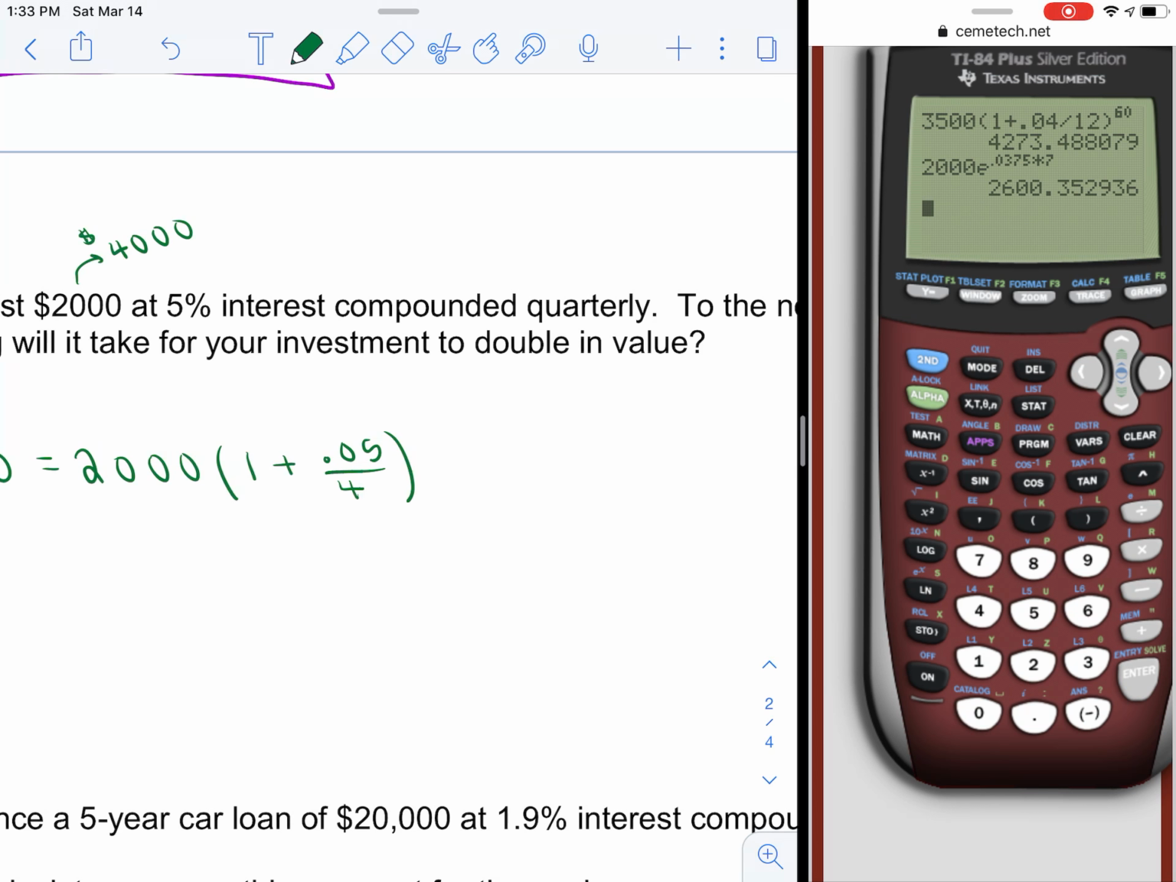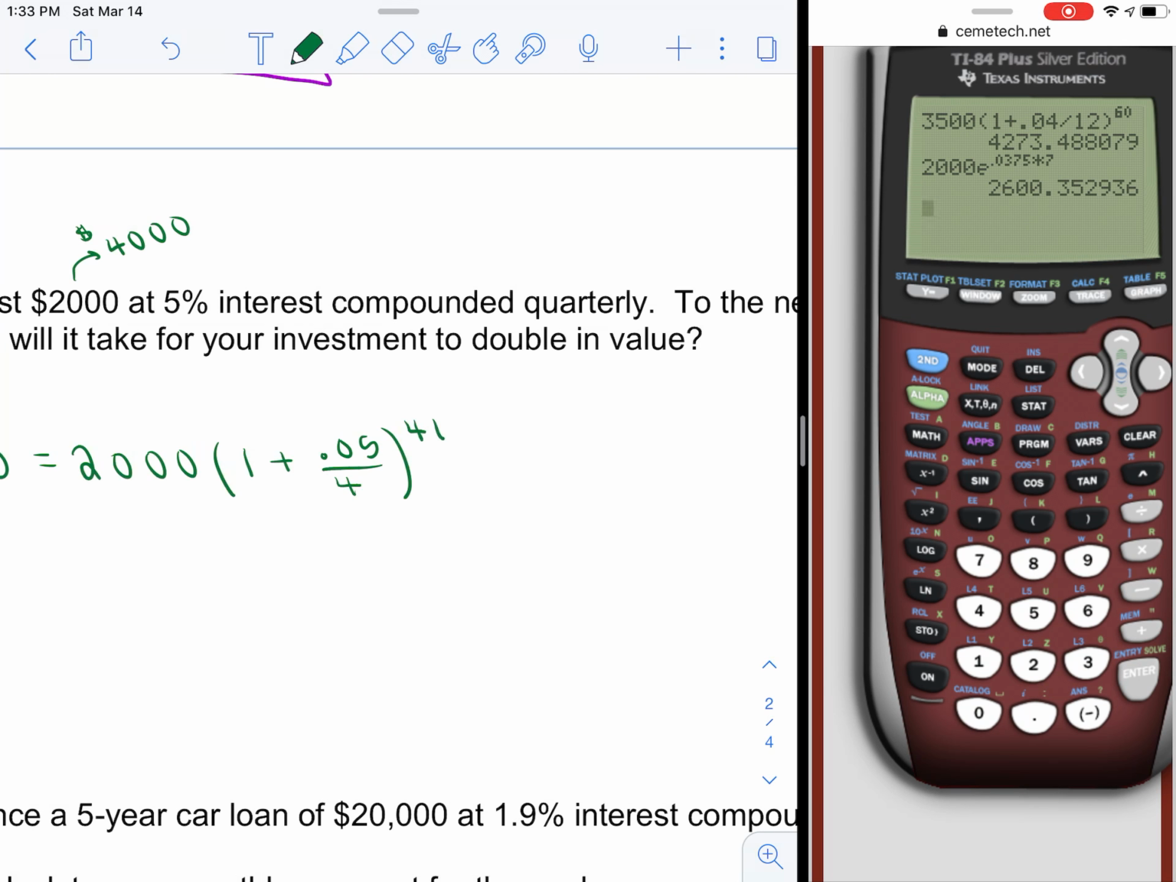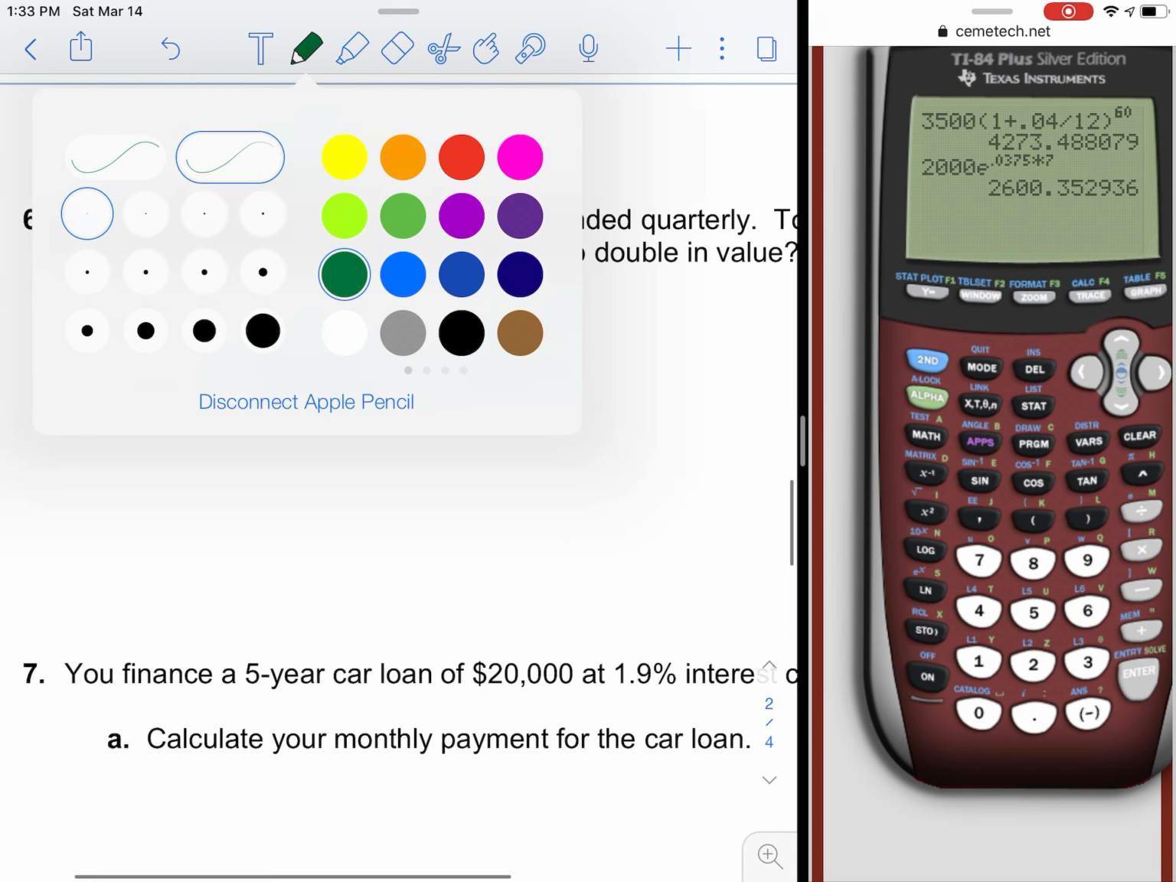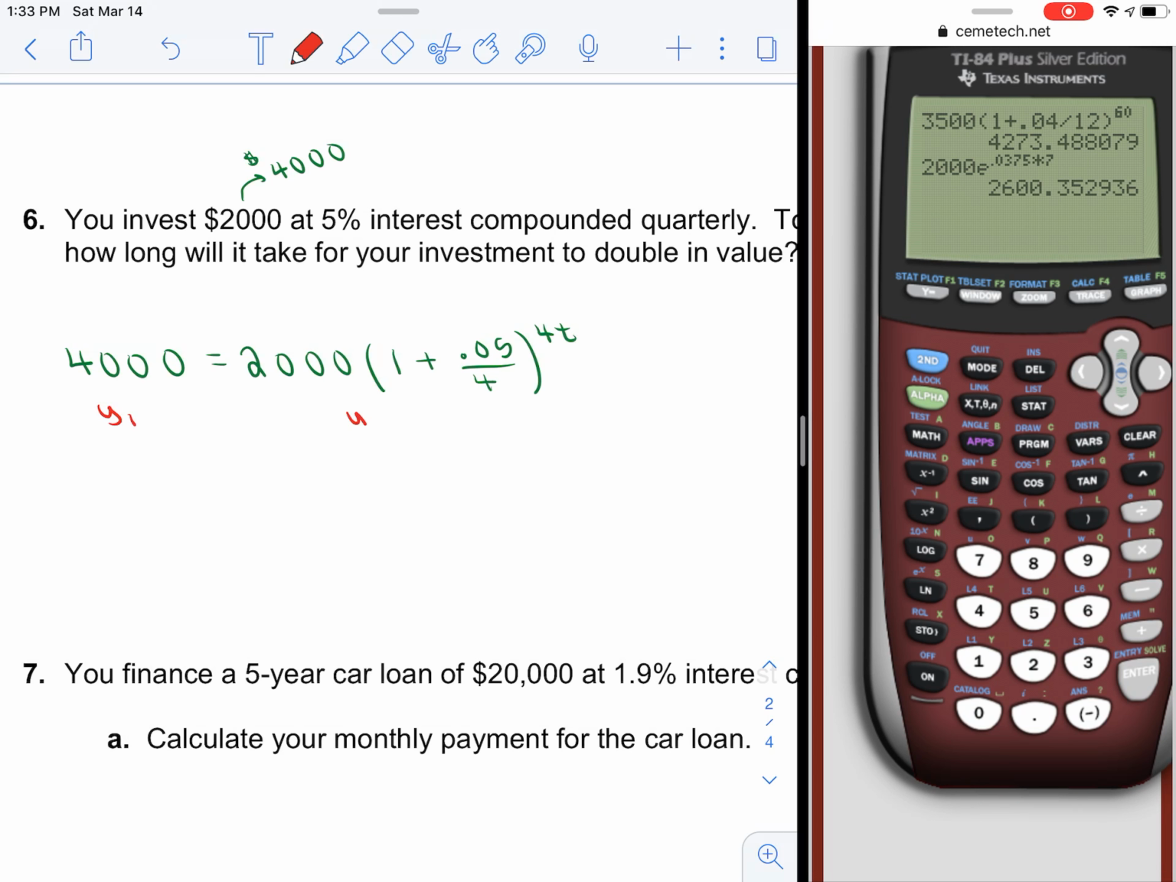Now, the time we don't know, but I do know that the time is representing years. So if it was 4 years, for example, we would do 4 times a year, which means we would have to take whatever the time is and multiply it by 4. So like we did before, I would like for you guys to go to your calculators and type this into y1 and this into y2. So we'll type in 4,000, and then down here, we will type in 2,000, and then 1 plus 0.05 divided by 4, all raised to the 4x power.